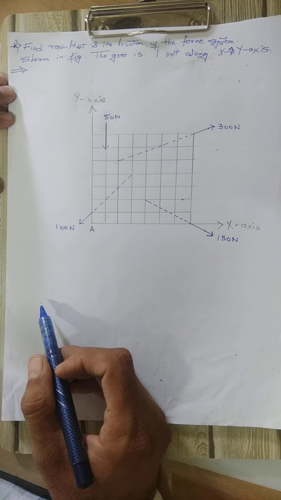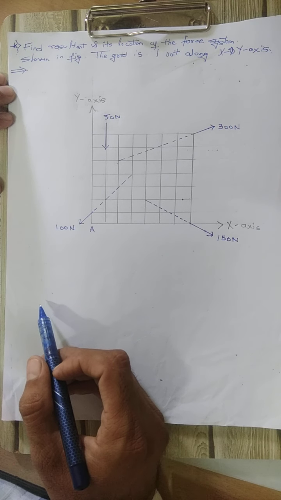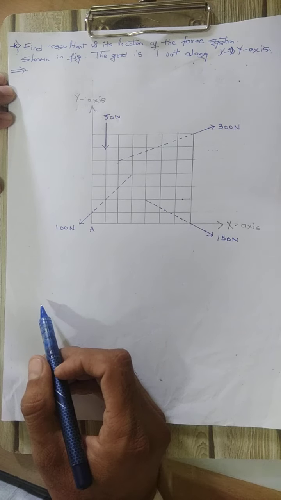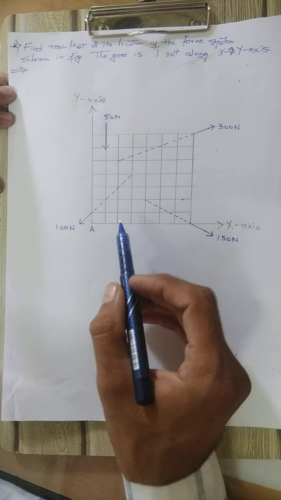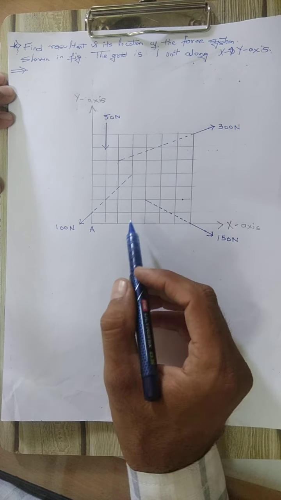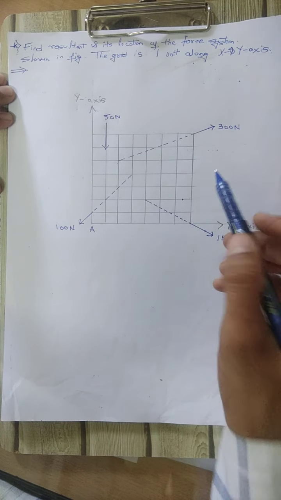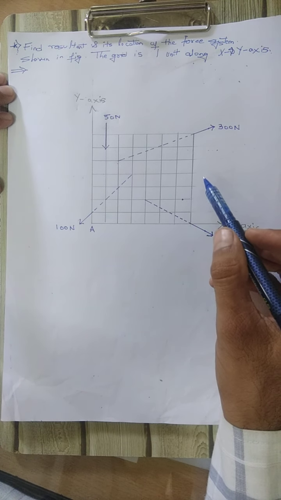So while solving the problem related with the grid, first we have to identify the size of a single block. We have to find out the size of a single block. Depending upon that size of the single block, it will be given in the question. So depending upon that size of single block, the total size of the grid we can find out, and depending upon that, the different forces which are acting on this grid.